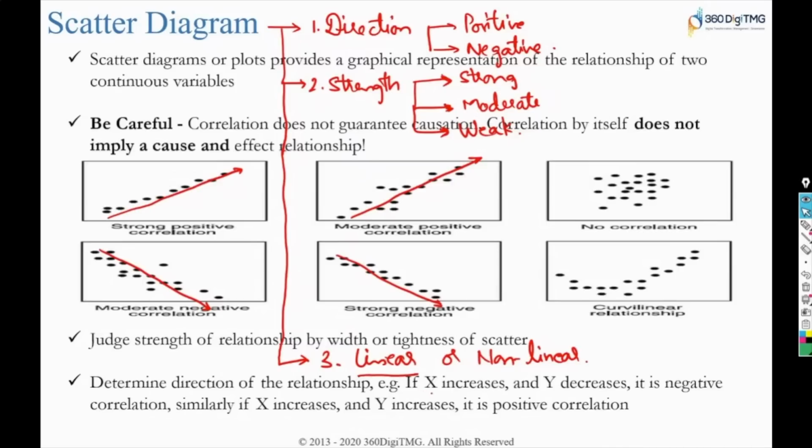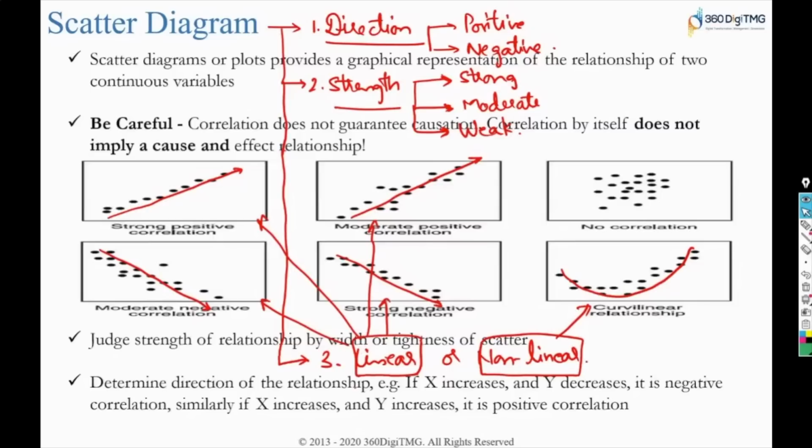However, if you see a relationship like this, is it a straight line? No, it is not a straight line. It's a curve like that. It's called curvilinear. Then that means it is non-linear. So you have all these linear examples and non-linear. Your scatter plot will help you understand the direction, strength, and whether the relationship is linear or non-linear.